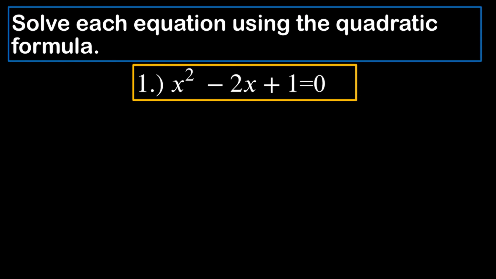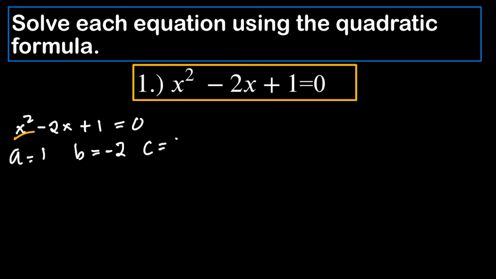Let's have example number 1. We have x squared minus 2x plus 1 equals 0. The first thing that you need to do here is to identify the values of a, b, and c. So let's copy the given: x squared minus 2x plus 1 equals 0. Our a, which is the numerical coefficient of x squared, is simply 1. Our b is the numerical coefficient of x, which is negative 2. And our c is 1.